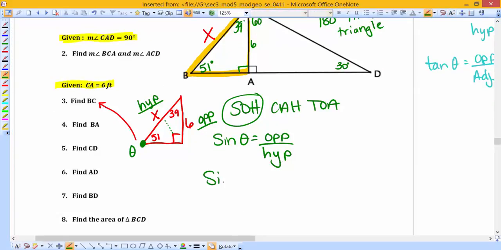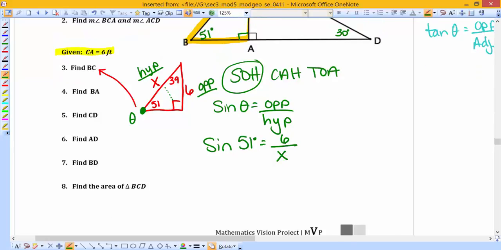So I'm going to have the sine. My theta is 51 degrees. Opposite is 6. Hypotenuse is x. So now I'm going to go through the process of solving for x.